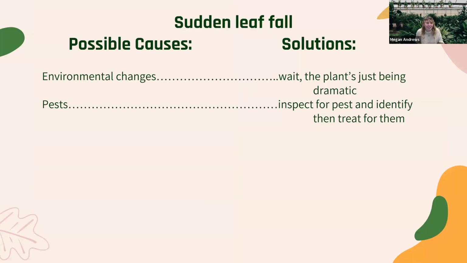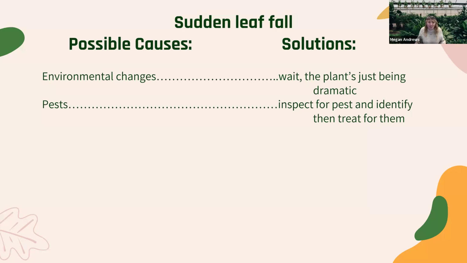Okay, let's talk about sudden leaf fall. This is something that is very common and people often panic about. Sometimes it's just the plant being dramatic. It's environmental changes. This is often the case for fiddle leaf figs. They can be very dramatic plants where they're just like, you haven't moved me in 6 months, but I'm not happy in this spot anymore. I'm going to drop every single one of my leaves, which is what just happened to my fiddle leaf fig.